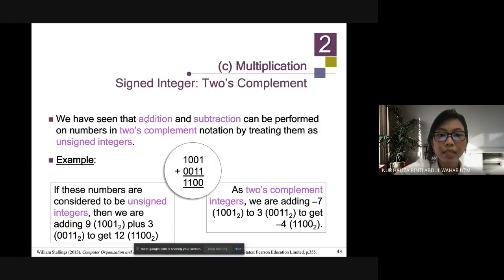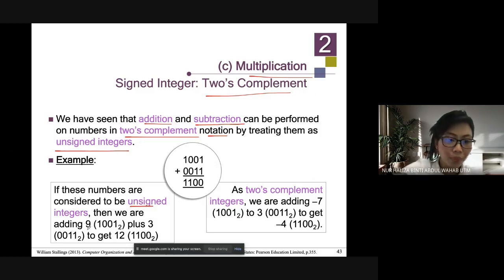So we have seen the addition and subtraction can be performed using two's complement notation by treating them as unsigned integers. Later on, you will see that you're going to apply it in the multiplication. So if the numbers are considered to be unsigned integers, then we are adding, let's say over here, 9 plus 3 to get 12. Ini adalah example.